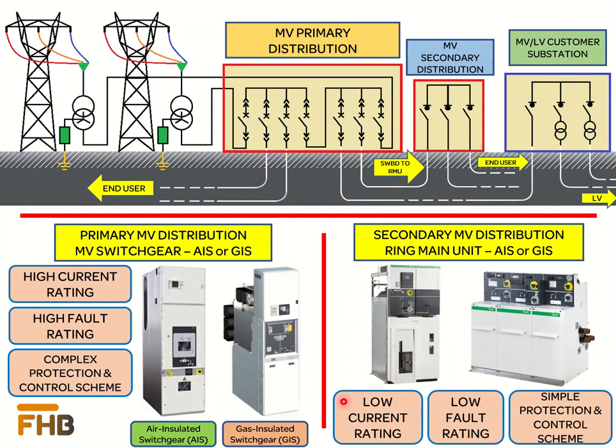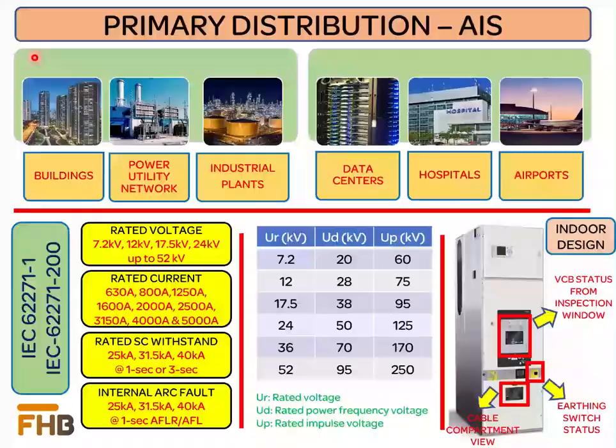Since the network of primary distribution is critical as compared to secondary distribution, the control and protection scheme at the primary distribution switchgear is more complex as compared to secondary distribution switchgears. Switchgear for primary distribution, due to the criticality of its placement in the system, are designed to be more robust and are more complex in design as compared to switchgear for secondary distribution. Our today's discussion is about the air-insulated switchgear used for medium voltage primary distribution.